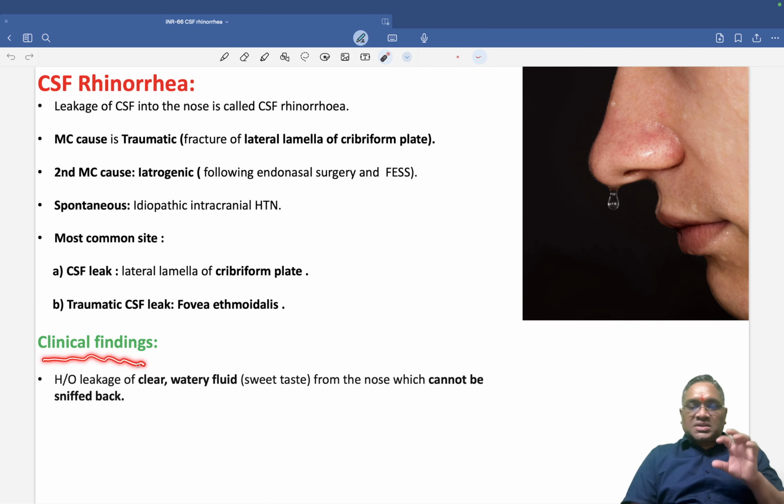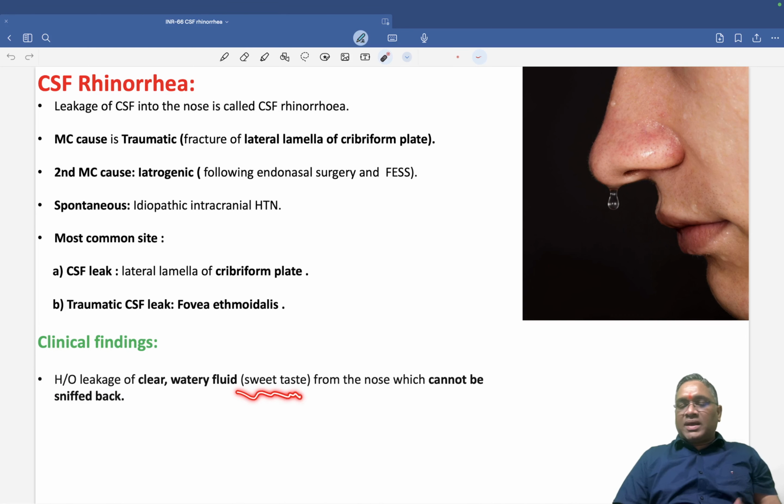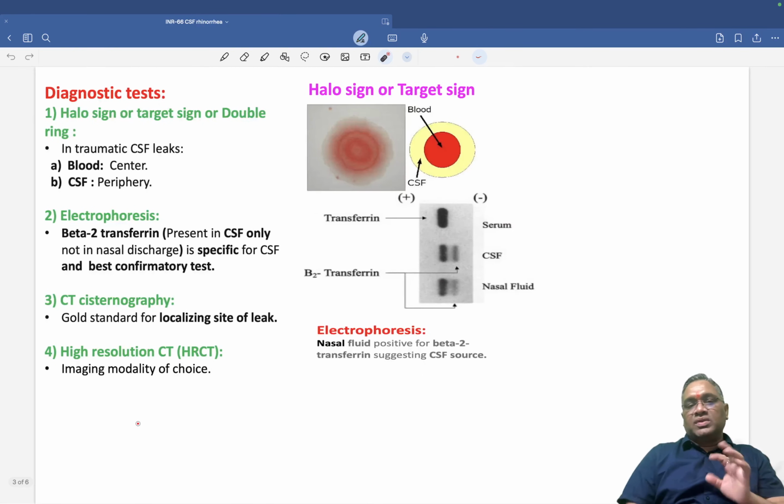And what will be the characteristic clinical finding? There will be a history of leakage of clear watery fluid. Remember, clear watery fluid, sweet in taste, from the nose, right? And when the patient tries to sniff it back, they will not be able to sniff it back. So it is a clear watery fluid from the nose which cannot be sniffed back, because it is watery and keeps on going away. That is the most important history you will see in this one.